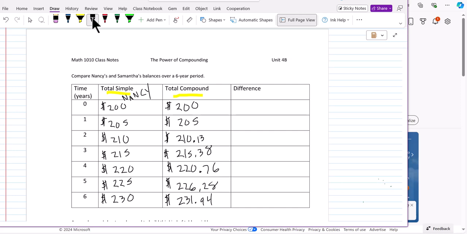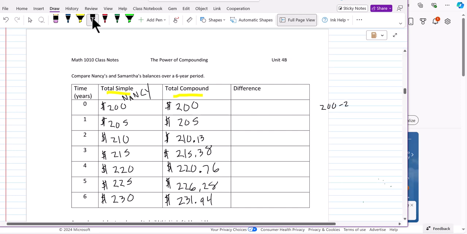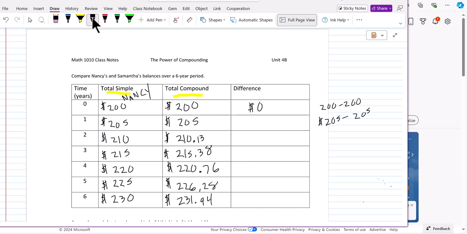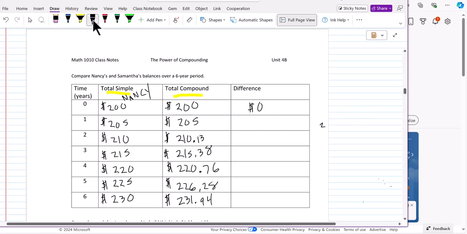Now I'm just doing a subtraction. I'm doing 200 minus 200. So there was no difference at the beginning. That was $0. Okay, then if we do 205 minus the 205 there, there's still no difference here. Okay, oh, I know, this is what I intended to do. Okay, $0 correct. What I intended to do was the 205 minus the 200. Okay, so that is $5 there.